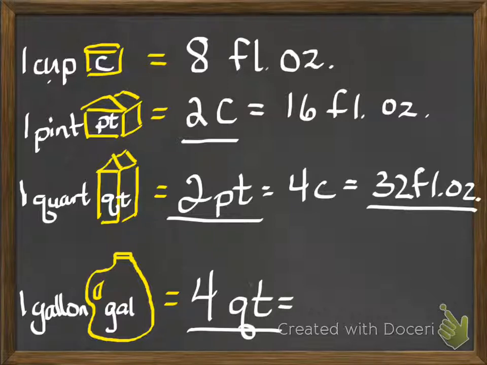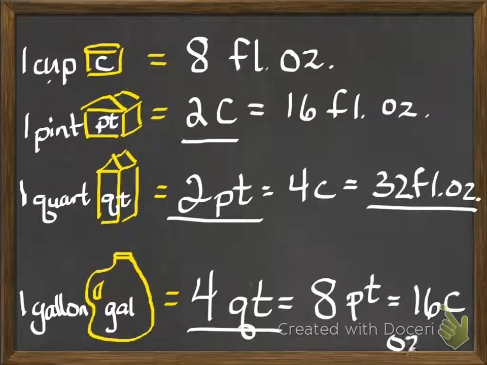How many pints would that be? How many pints are in a gallon? Well, it'll be 2 pints for each quart, and there's 4 quarts, so 2 times 4 would be 8, so 8 pints. How many cups would that be? There are 4 cups in a quart, so 4 times 4 would be 16 cups. A little bit later, the question's going to come up, how many fluid ounces are there in a gallon?